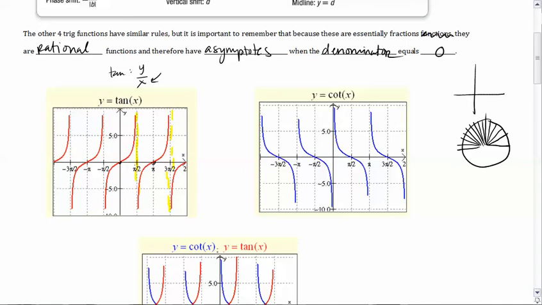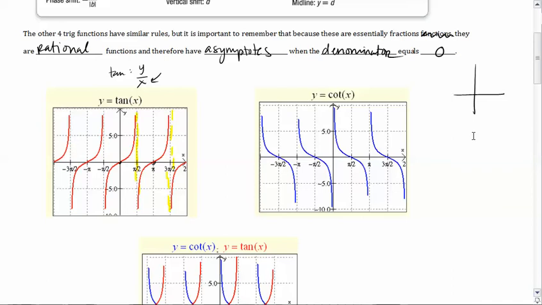So if we look at cotangent, the exact opposite happens. So instead we're doing x over y. So we're basically graphing the reciprocal of this, and we have to think of it in the opposite way. So we have super high when we are at 0, and we have super low when we are at pi.